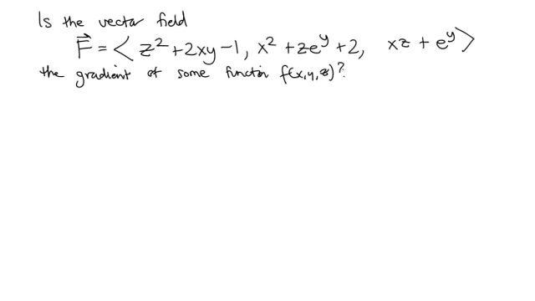Is the vector field f given by z squared plus 2xy minus 1, comma x squared plus z e to the y plus 2, comma xz plus e to the y, the gradient of some function f of x, y, z? This would be an excellent candidate for that gradient test. So let's first identify the pieces. This is the piece f1, this is the piece f2, and this last part is the piece f3.